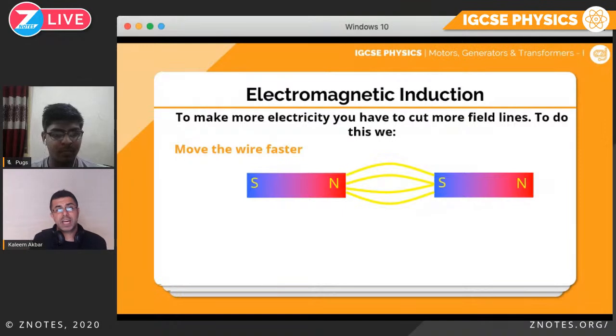How can you make current or voltage bigger? EMF, as it's called. A long time ago, somebody figured out that when you move a wire through a magnetic field, you can induce a current or you can induce an EMF. In other words, create voltage, create current.